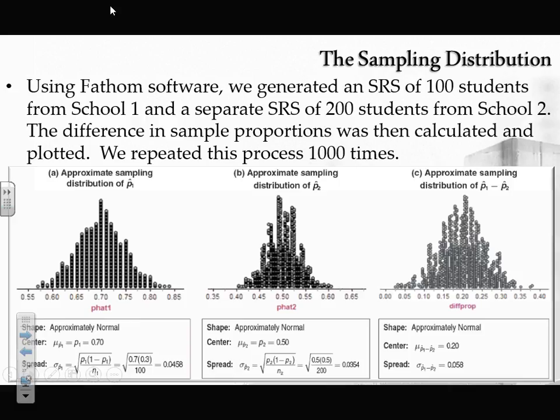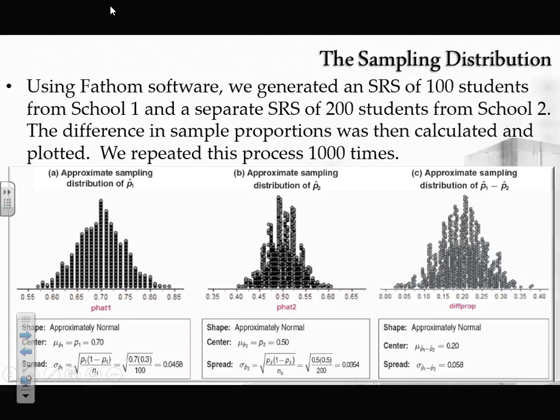Now notice, when we look at the shape, it's again approximately normal. If we take one normal distribution minus another, we should continue to stay normal. Okay? What do you notice about the center of our distribution? Where's the center located? 0.2, which is the exact difference between population 1 and population 2.